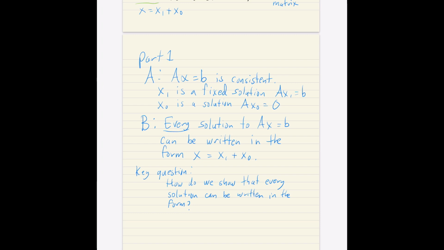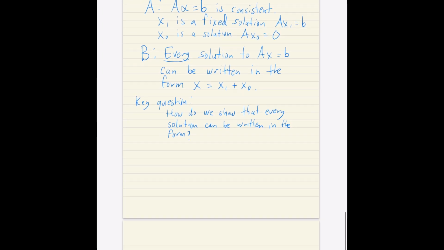So to answer this question, we're going to start by choosing a solution. This is called a choose method. We're just going to choose one, okay? So choose x, that is a solution.